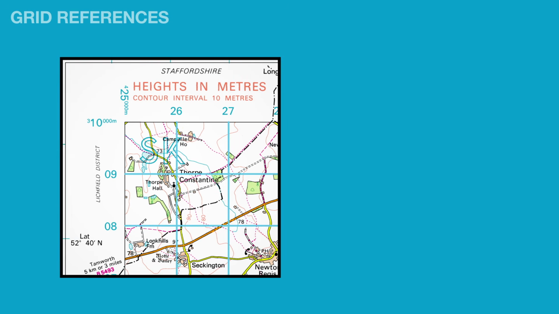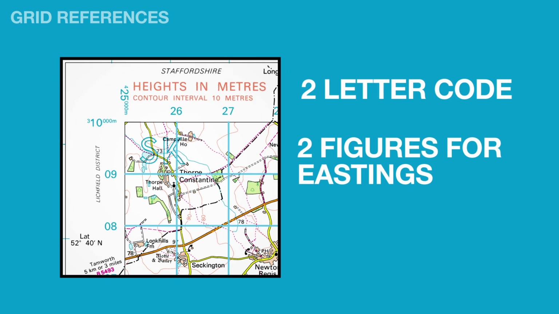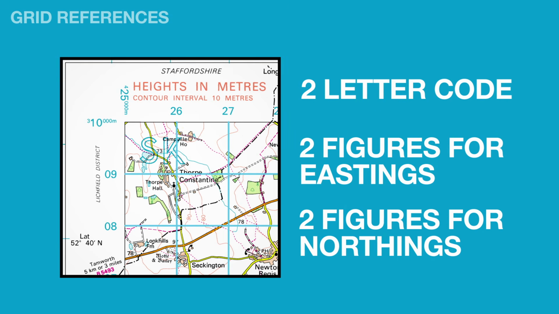To get the 4-figure grid reference for a particular place, we need to identify the 2-letter code and the 2 figures for the eastings and the 2 figures for the northings.